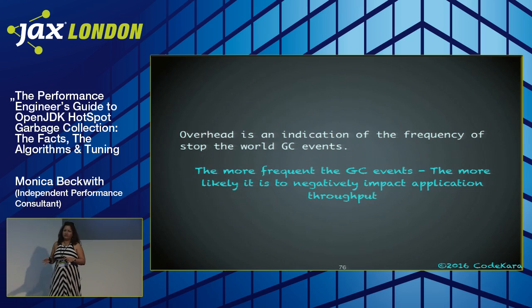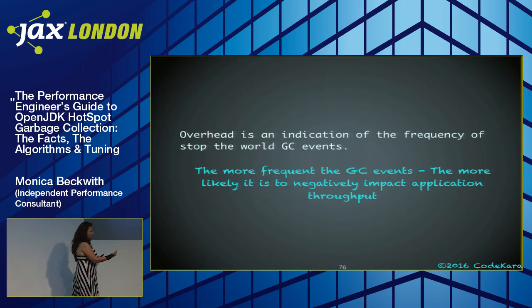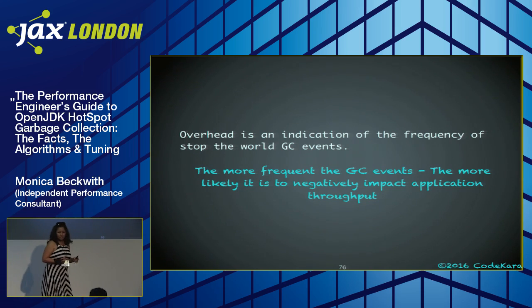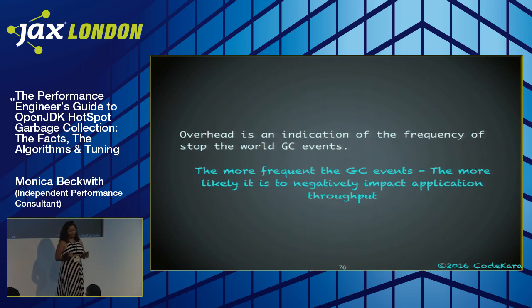The other side of it is the overhead, which is an indication of the frequency. How often do you have these stop the world events? The more frequent these stop the world events, the more likely it'll impact your throughput negatively. What that means is if you have more GC events, your throughput is impacted, okay? So if you want to increase your throughput, you want to make sure your GC overhead is low.